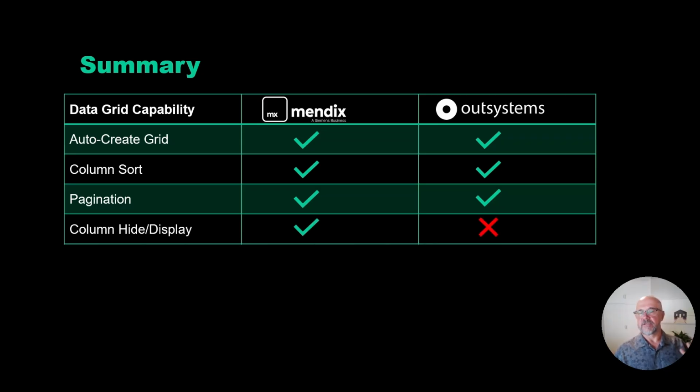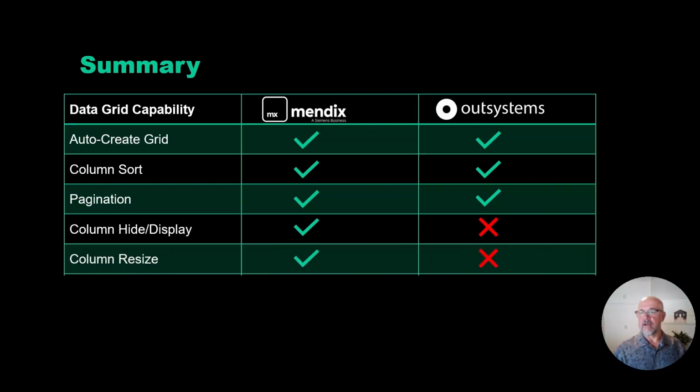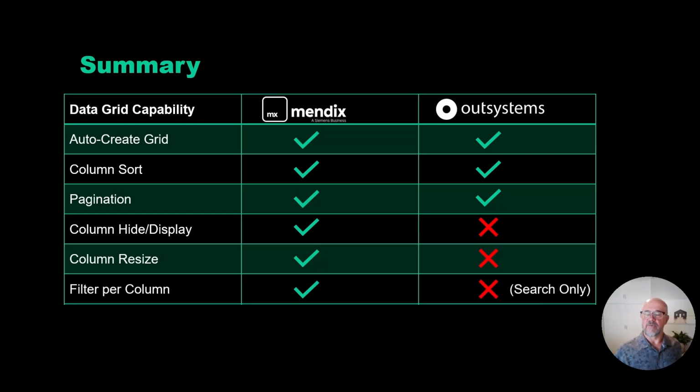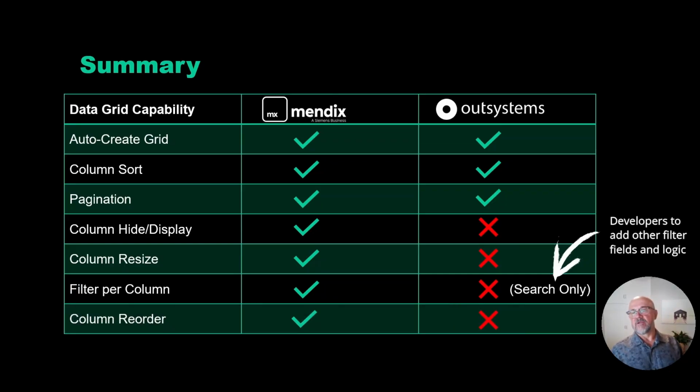Mendix allows users to display or hide columns in the DataGrid. This is at runtime for the user. They can also drag and resize column sizes. It also provides filters within the column without having to necessarily write complicated filtering logic. And it also provides the ability to drag and drop columns to change the order of the columns in the grid.